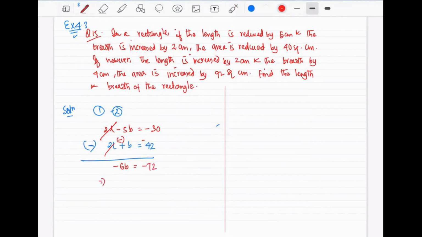What's the value of b? b will be minus 72 divided by 6. Minus 6, cancel the minus sign. 6 and 72, we get 12.